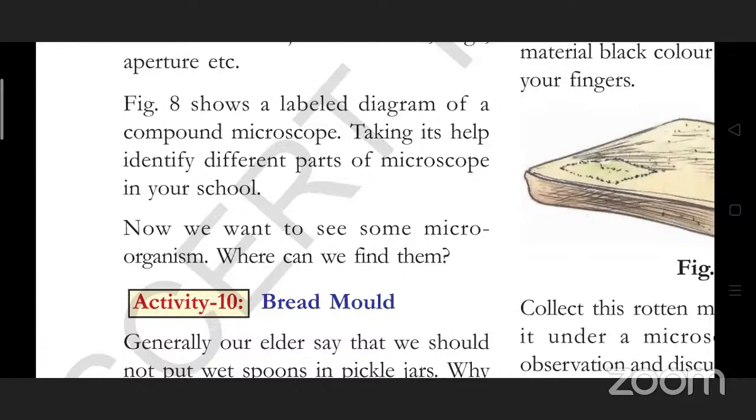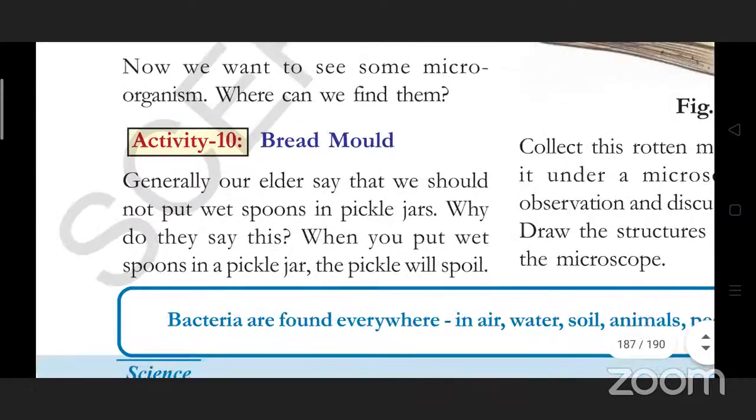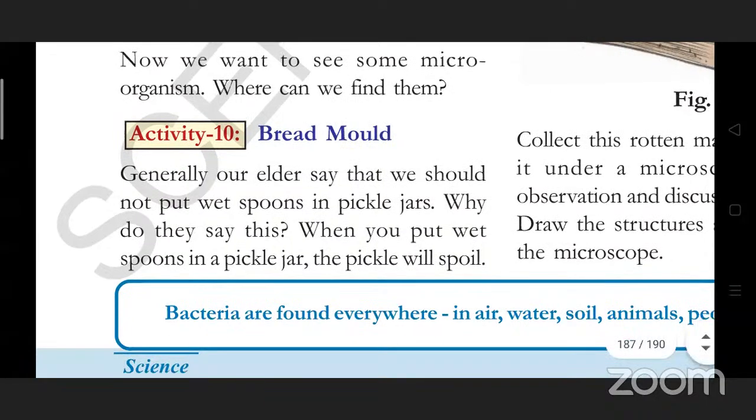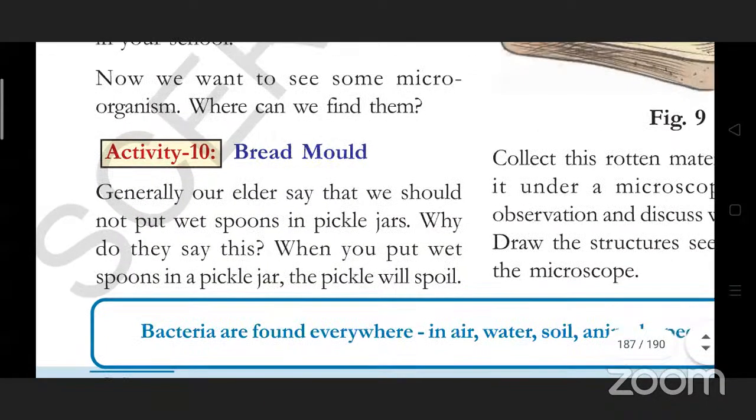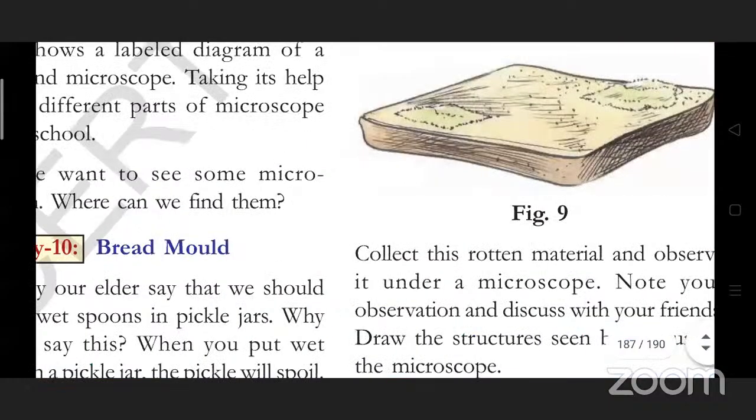Next, we can discuss bread mold. This we also discussed last week. We shouldn't put wet spoons in pickle jars. Why shouldn't we? Children, concentrate here. When we put wet spoons in pickle jars, what happens? The pickle will spoil.